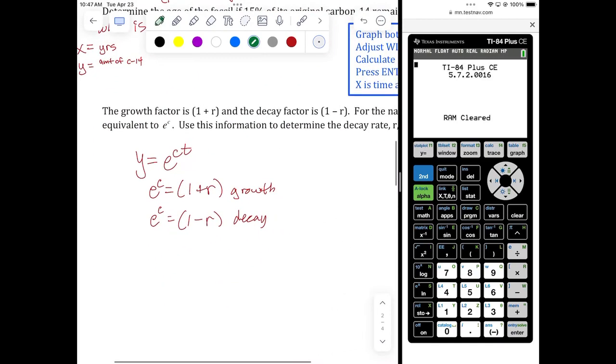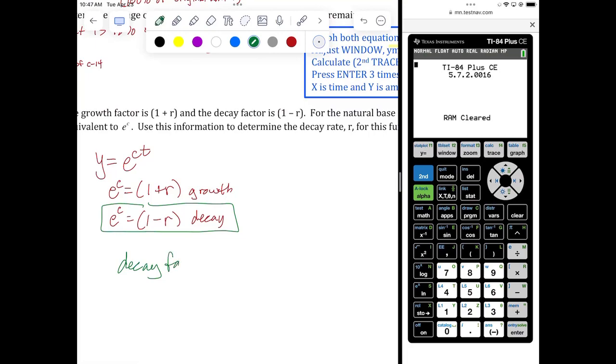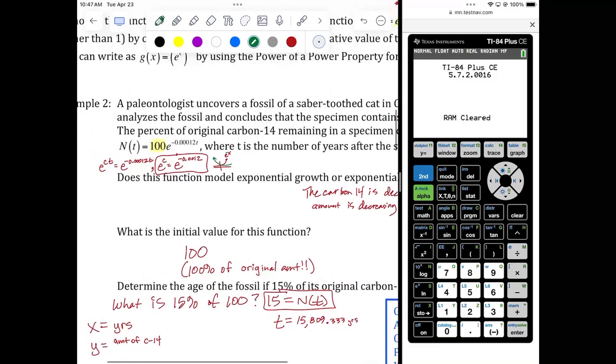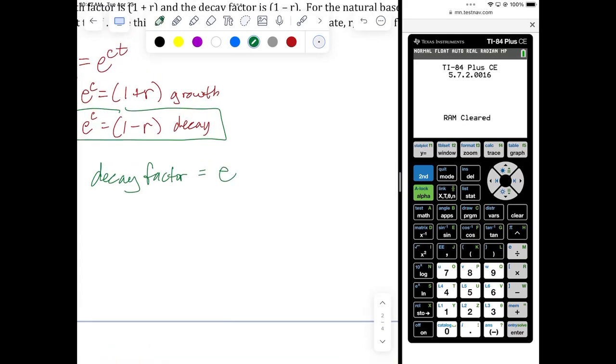Okay? So here's what we're going to do. We're going to find the decay factor. So the decay factor, not the decay rate, but the decay factor equals, what was our equation? e to the negative 0.00012. And that equals 1 minus r.